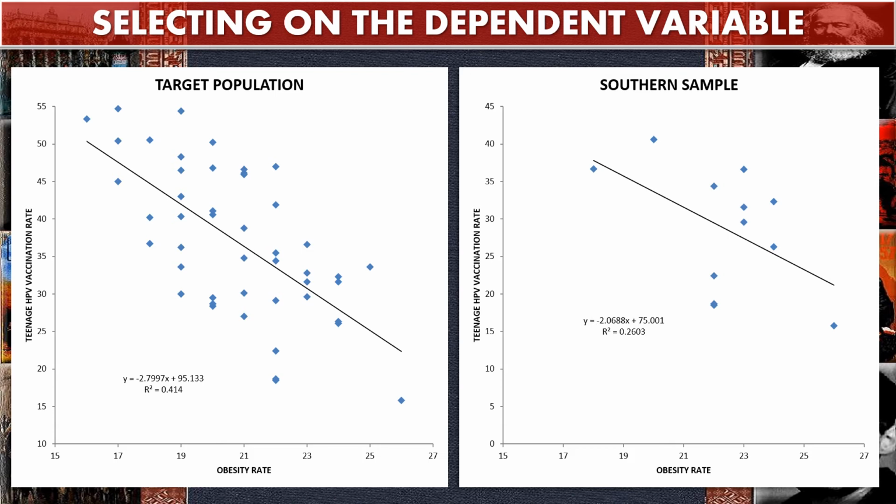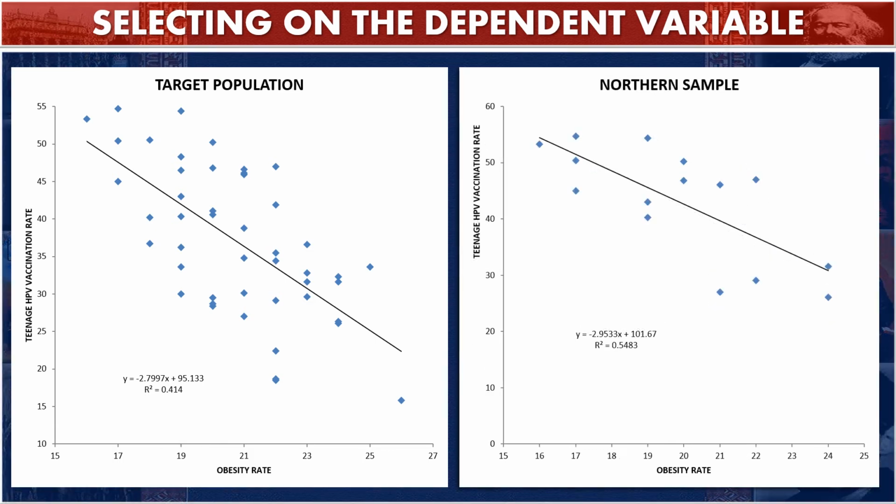If you look at the intercept and the slope of the equations, they're also pretty far off. 2.0 versus 2.8, the intercept 95 versus 75. So this is quite a different relationship than what the totality of the data would show. So let's look at another sample.